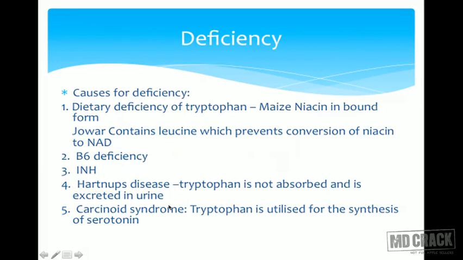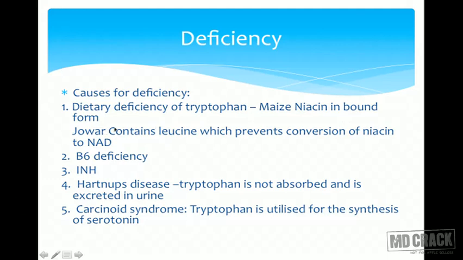Now, what will be the causes of deficiency? Can deficiency occur, and what will be the features? The causes for deficiency: dietary deficiency of tryptophan. This is the major factor. And when is tryptophan not taken? Remember, 60 milligrams of tryptophan can form 1 milligram of niacin. So, deficiency of tryptophan, when does it occur? It occurs in maize eaters. Maize eating is the most common reason for tryptophan deficiency, because in maize niacin is in a bound form.